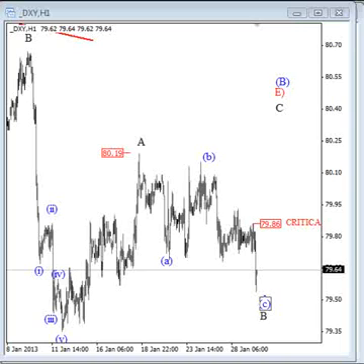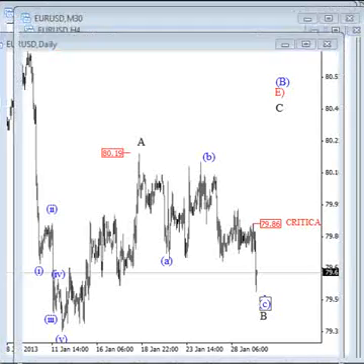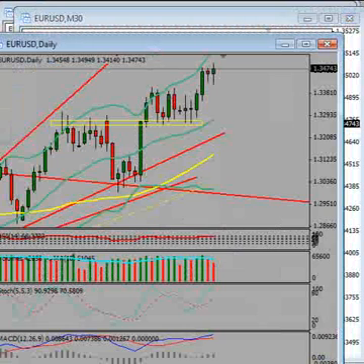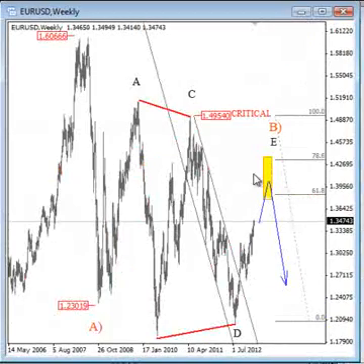Okay, and now let's take a look also at the euro dollar. So if dollar index is headed lower, then we know that euro dollar will be headed much higher. Here is our weekly chart.